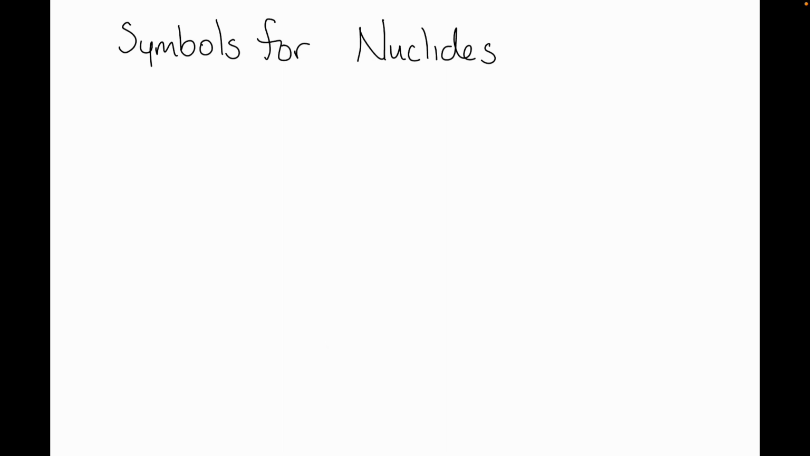All right, so we got to learn some symbols here. For what are called nuclides, and these are specific isotopes. Okay. So we got some symbology to learn here, specific to nuclear chemistry.